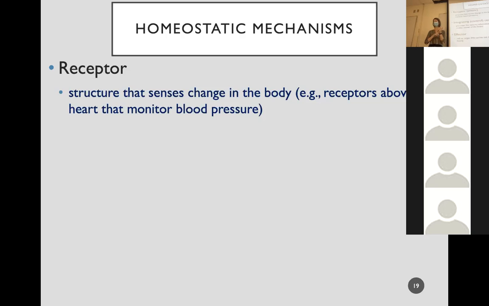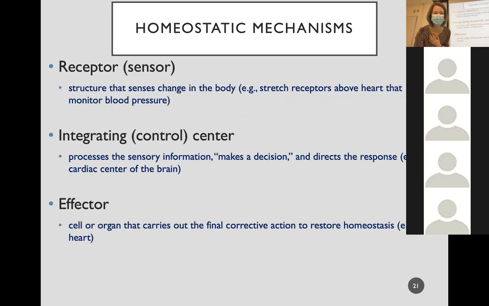So receptor or sensor. I don't think I had sensor on the first slide. Sorry about that. So receptor or sensor. Oh, I'm sorry, we can't see the slides. Thank you for telling me that. Okay, so the receptor or sensor takes in the information, the integrating or control center processes it and sends out a message to the effector to do something about it if the homeostasis is a little bit off.